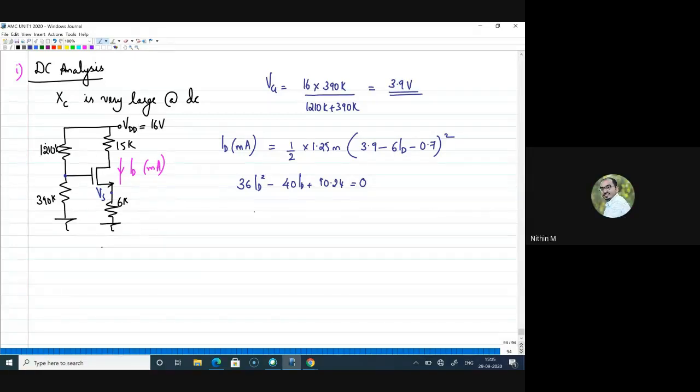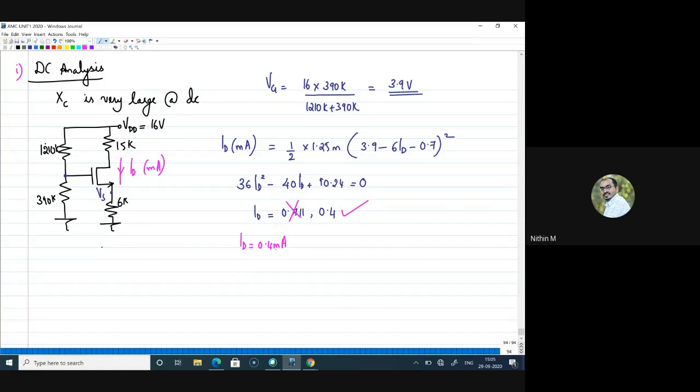Yes, all right. That means you will get two values of ID. One is 0.711 and the other one is 0.4, both in milliamps. From this, I can say that 0.7 will not work and 0.4 will work, by just looking at the operating condition, which is already explained in one of the other numerical. That is why I'm just taking the expression straightforward. Now I can say that ID is 0.4 milliamps.